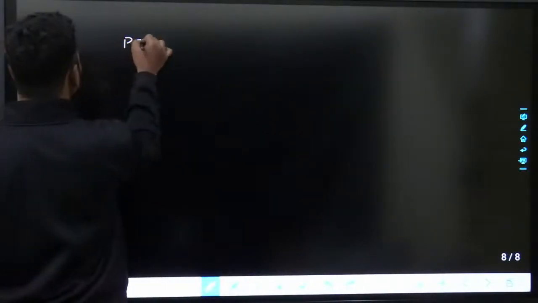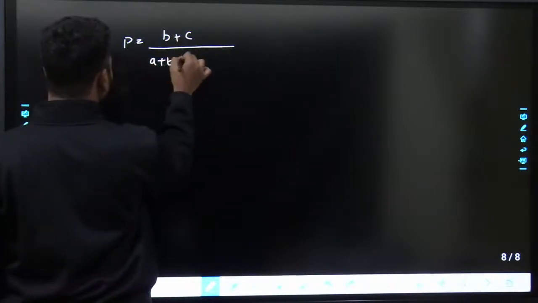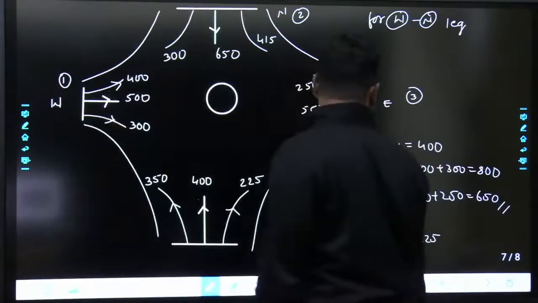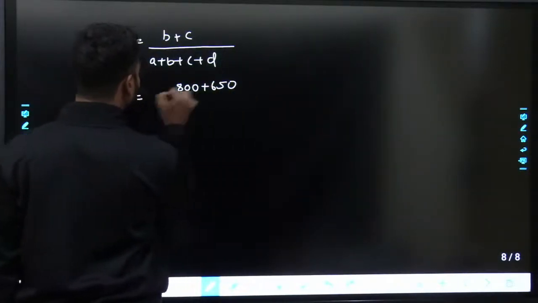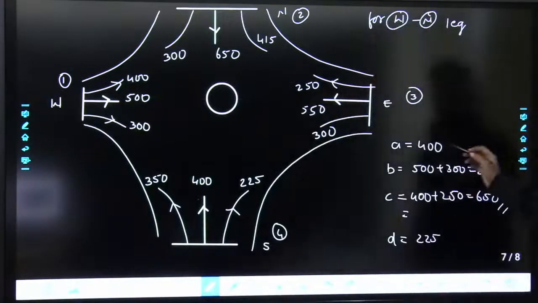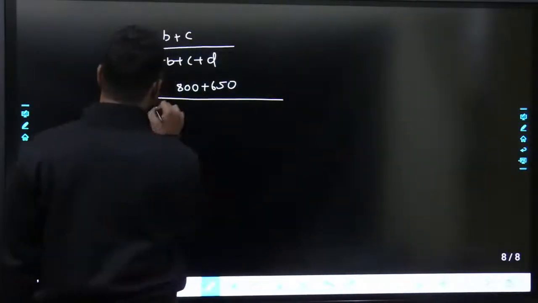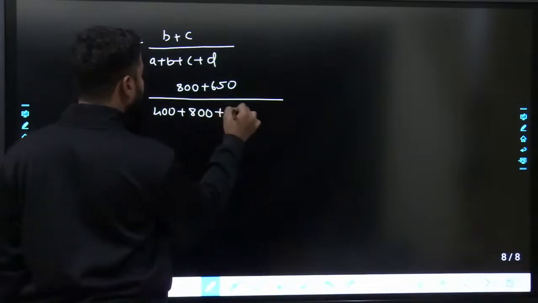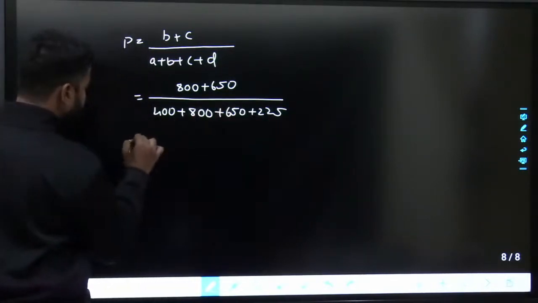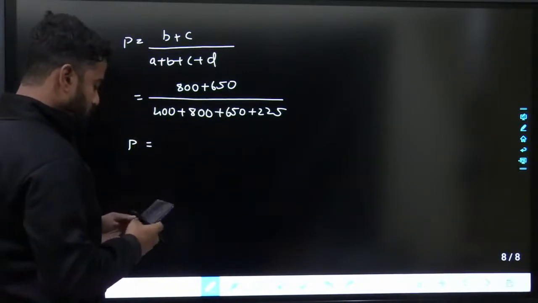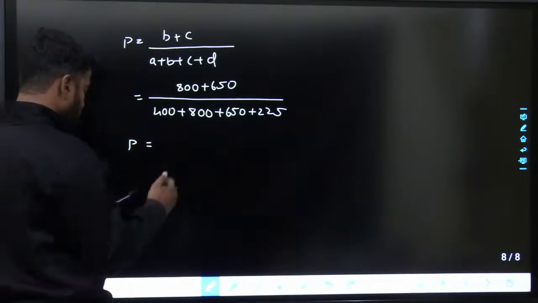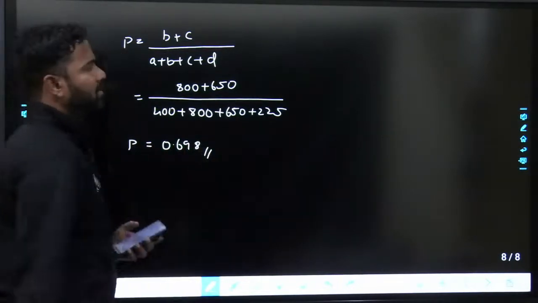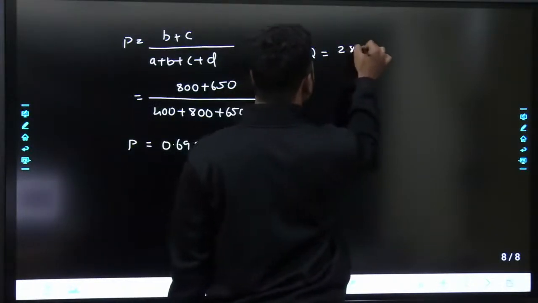P equals B plus C upon A plus B plus C plus D. B plus C is 800 plus 650, upon 400 plus 800 plus 650 plus 225. So the P value equals 1450 divided by 400 plus 800 plus 650 plus 225, that equals 0.698. P you will get somewhere around 0.698.